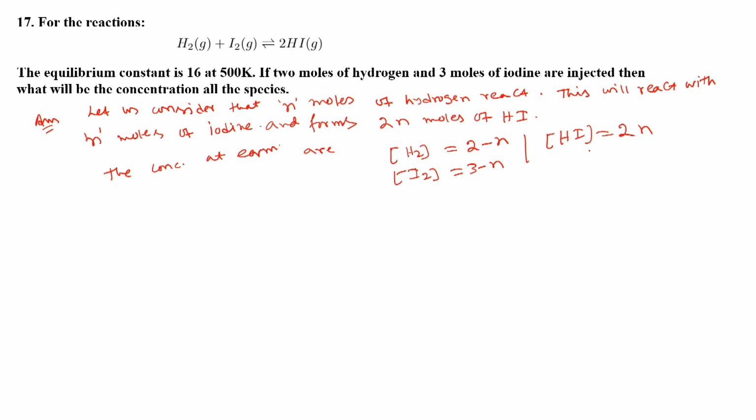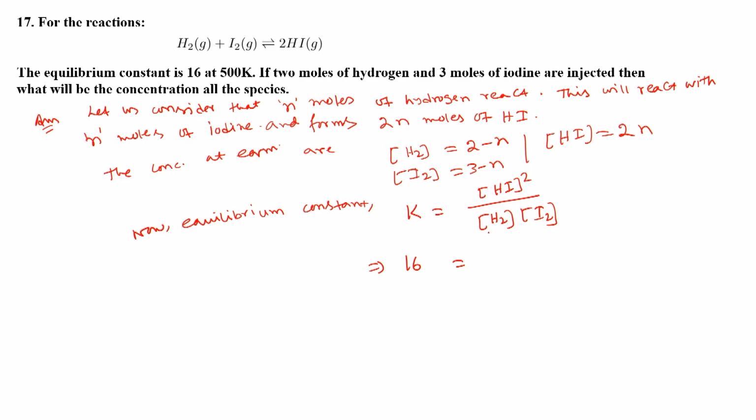So, now you can calculate the equilibrium constant. Now, equilibrium constant K is concentration of HI raised to the 2 by concentration of H2 times concentration of I2. Okay, so what is the value of the equilibrium constant? It is 16, which is 2n to the 2 by 2 minus n times 3 minus n.